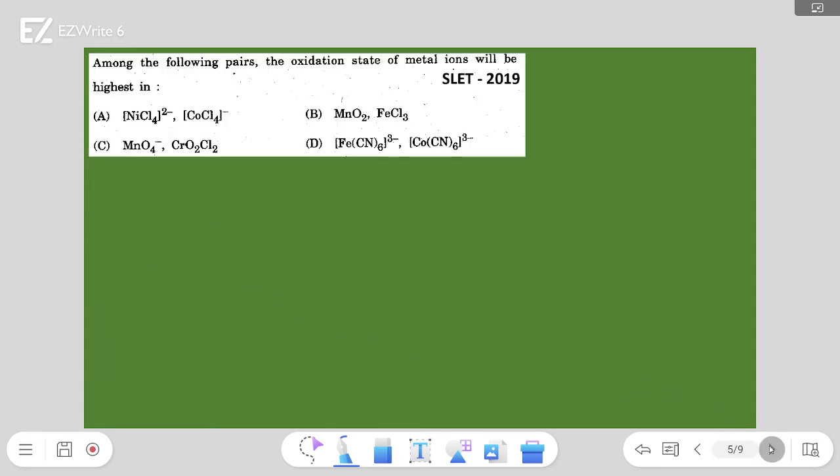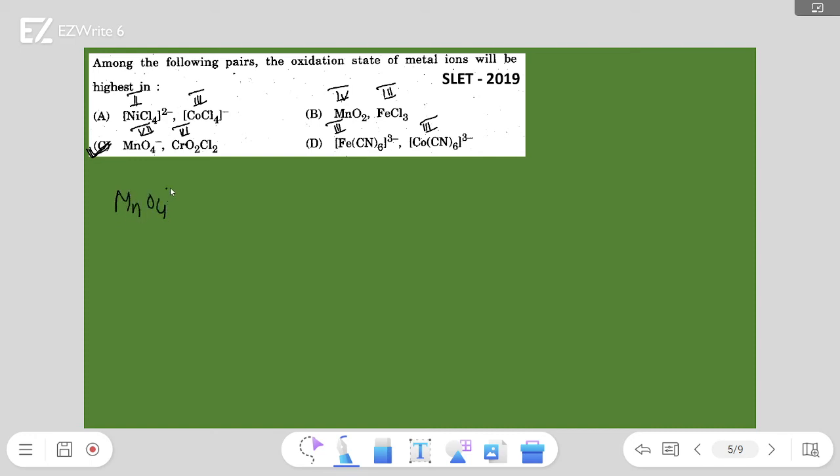Let us move ahead. Among the following pairs, the oxidation state of the metals will be in the highest state. Over here, Ni will be plus 2, cobalt will be plus 3, Mn will be plus 4, Fe will be plus 3, Mn will be plus 7, Cr will be plus 6, Fe will be plus 3, Co will be plus 3. So the highest oxidation state that I could find is option C.